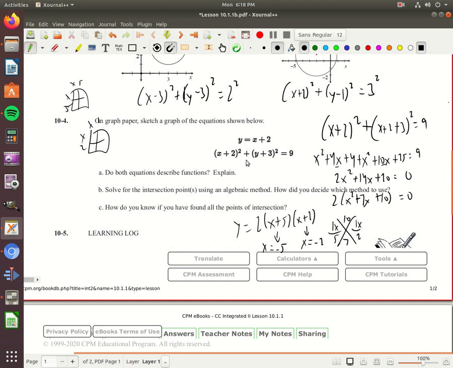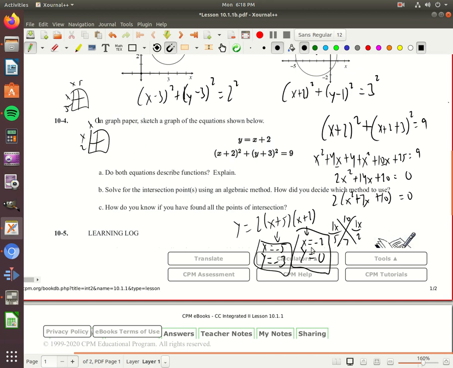Well, I could plug those into here and solve for y, but you can see that's going to be a pain because y is not by itself. What would be easier is to plug it in here. -5 plus 2 is -3. So I get this ordered pair: x is -5 and y is -3. And then when I plug in -2, -2 plus 2 is 0. I get y equals 0.